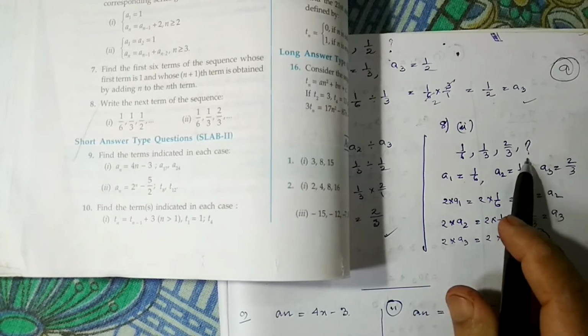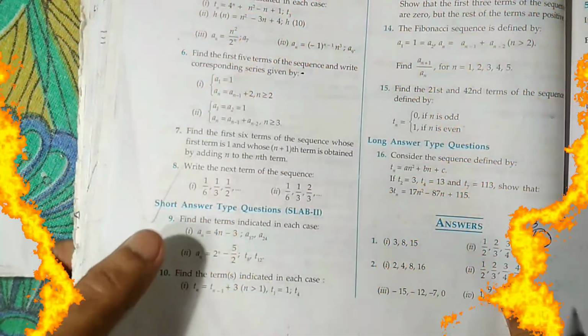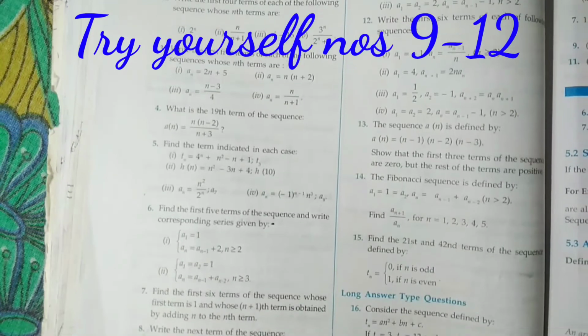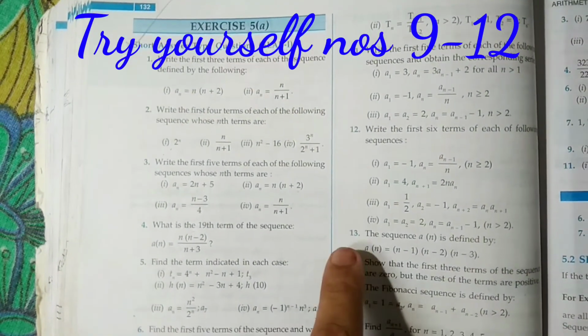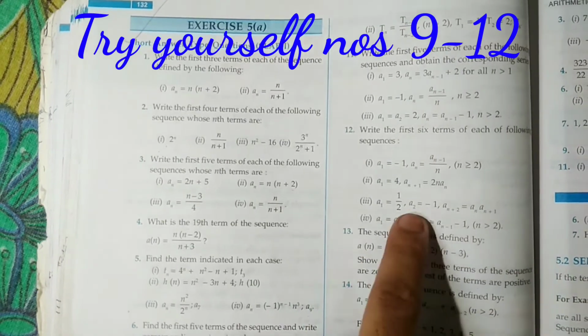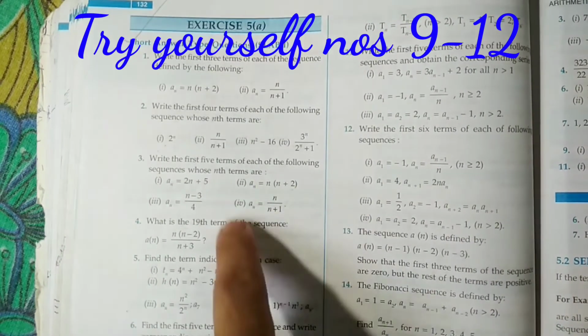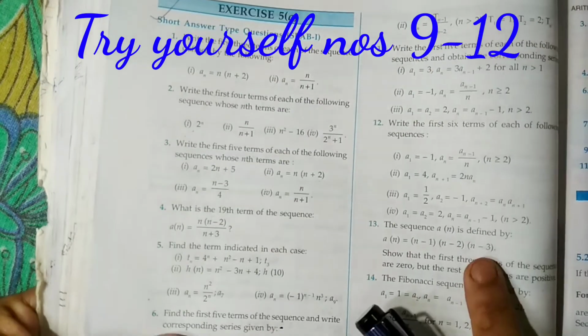So, the missing number is 4 by 3. Yes, question number 9, 10 and 11, 12, they are almost the same. So, I am not showing them, I am directly showing question number 13. These sums you can try exactly like the previous sums. Now, for question number 3, what's the question?